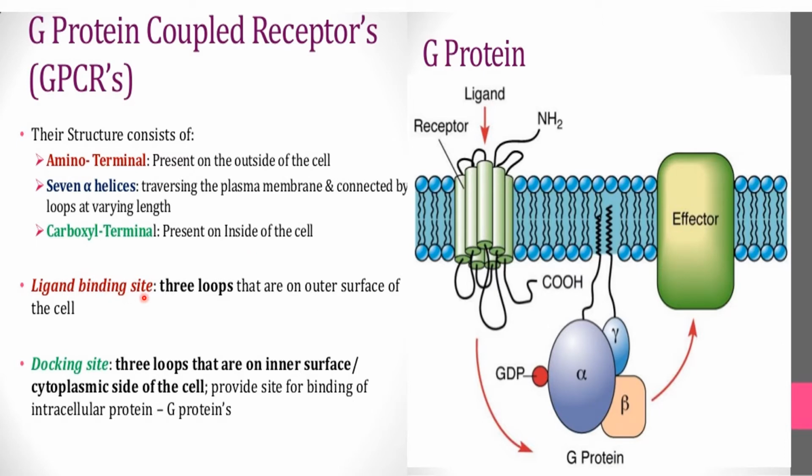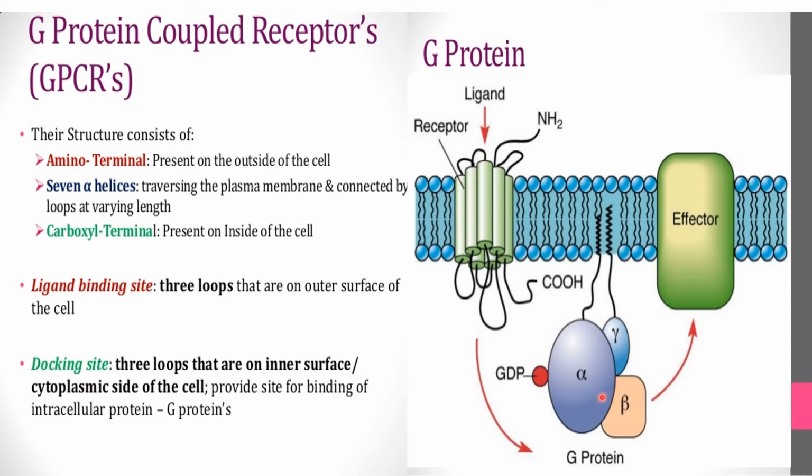The ligand binding site: 3 loops that are on the outer surface of the cell form the binding site, while the docking site: 3 loops that are on the inner surface or cytoplasmic side of the cell form the docking site. Docking means the place where the other protein like G protein is going to attach. Here you can see the G protein is also shown, due to which its name is given as G protein coupled receptor.